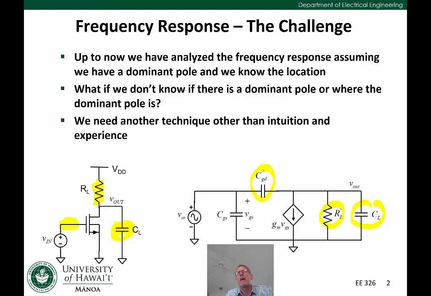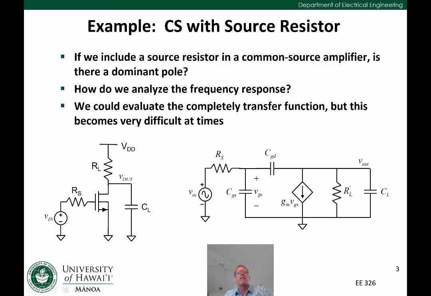And so the question that comes up is, what if your circuit gets more complicated, and it's not obvious that there's a dominant pole or where the dominant pole is? If we don't have the intuition, is there another technique we can use to evaluate the frequency response, without having to rely on computer simulations, that would give us some intuition about what's happening in the circuit? And that's where this technique of open circuit time constants comes in. Here's an example of when we might need that.